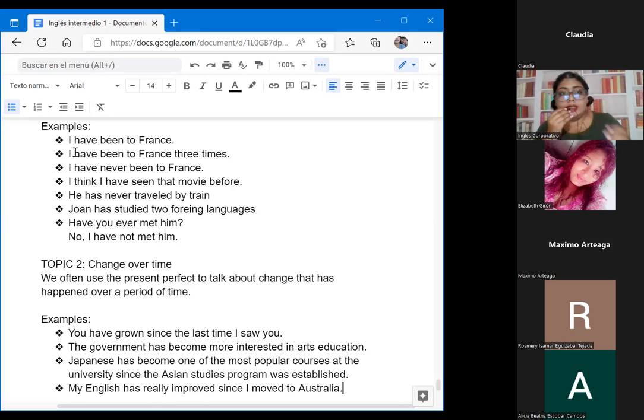So here we have four sentences or four examples. Number one, "You have grown since the last time I saw you." "The government has become more interested in art education." "Japanese has become one of the most popular courses at the university since the Asian Studies program was established." And "My English has really improved since I moved to Australia." So in this case, we are talking about some changes that happen over time. This is not about things that change from yesterday to now. It is a period of time in which these changes happen. So topic two, change over time.